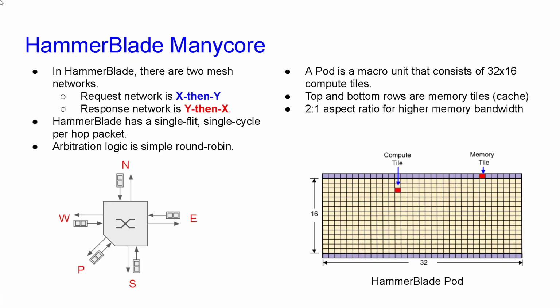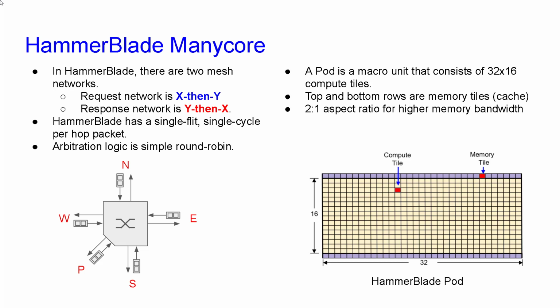Now we'll apply a Ruche network on an example Manycore architecture. HammerBlade, which is our research Manycore architecture, has two physically separate mesh networks. A remote load or store instruction turns into a request packet, and a response packet comes back asynchronously. The request network is simply x then y dimension ordered, whereas the response network is y then x. Packets are single flit, single cycle per hop, and the arbitration logic is round robin.